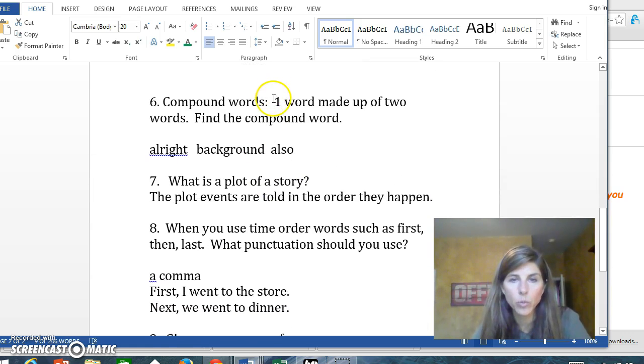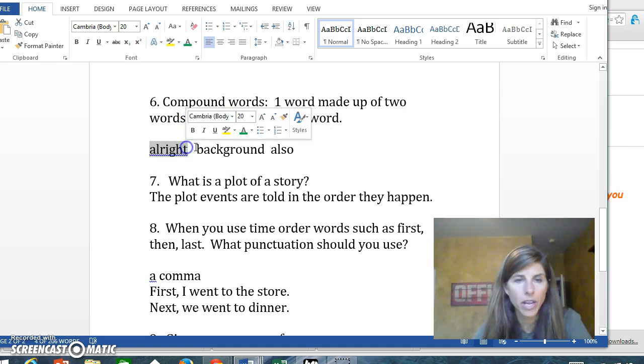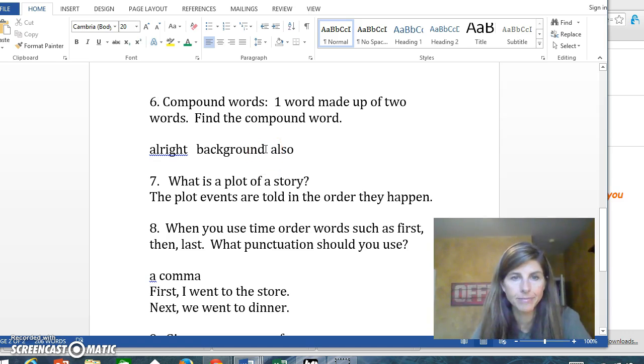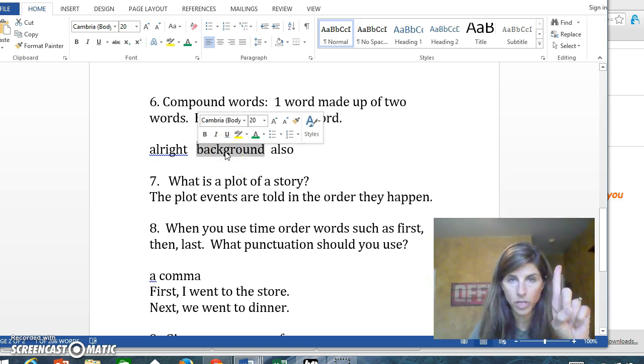Okay, compound words. 1 word made up of 2 words. So we're supposed to find the compound word out of all right, background, or also. Which one do you guys think? If you said background, you would be right. Back and ground are 2 words that make up 1 word, compound word.